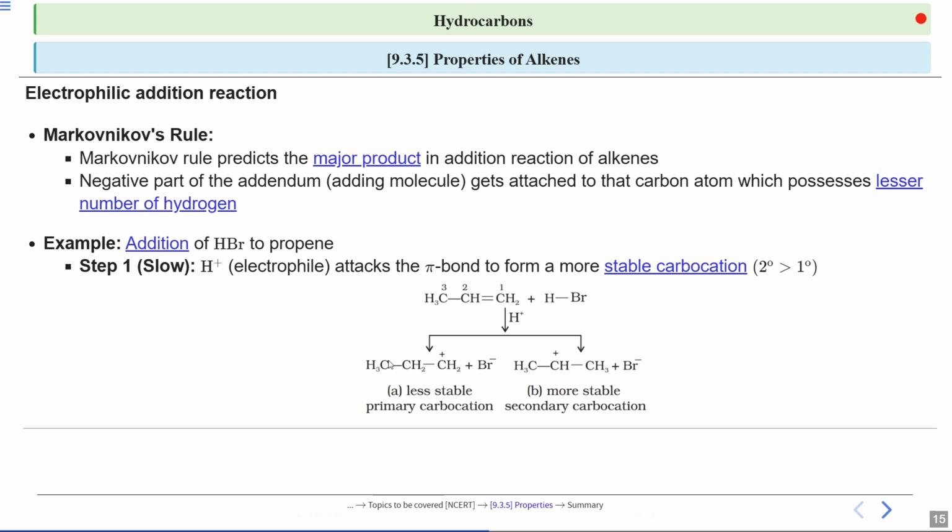It is seen that the primary carbocation is less stable as compared to the secondary carbocation. So what are we doing here? We are taking HBr with this given alkene, and due to this HBr, H plus is donated in the reaction mixture, and this H plus can add onto two carbons. If it adds onto the second carbon, it results in a primary carbocation which is less stable. Whereas if this H plus is added on the first carbon, it results in a secondary carbocation which is more stable.